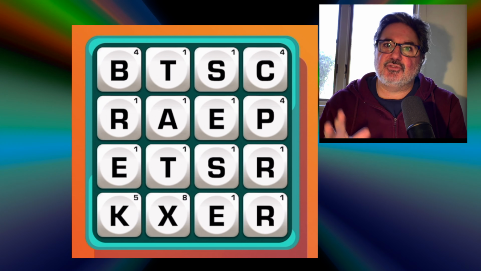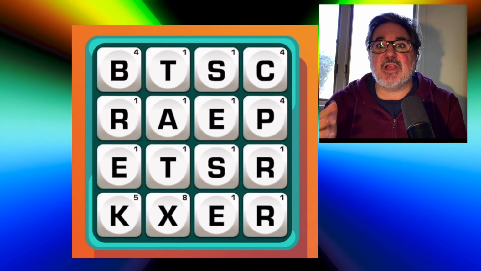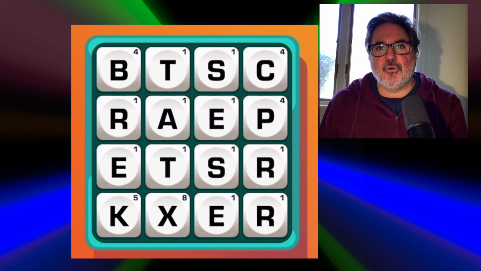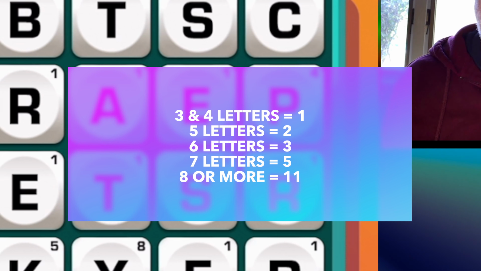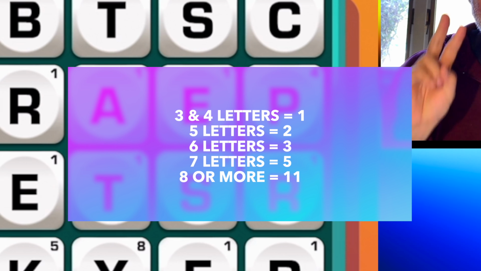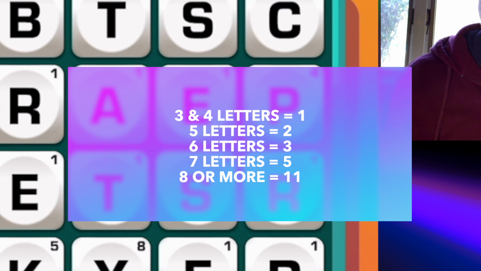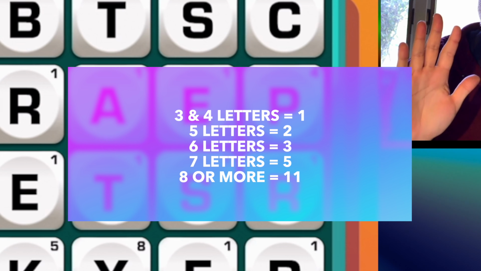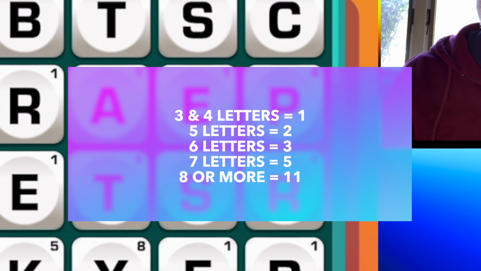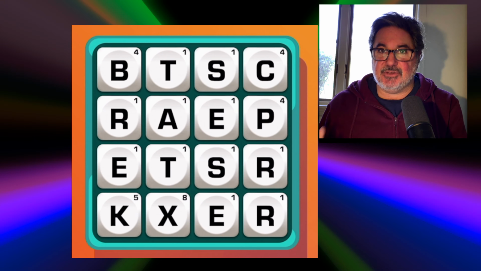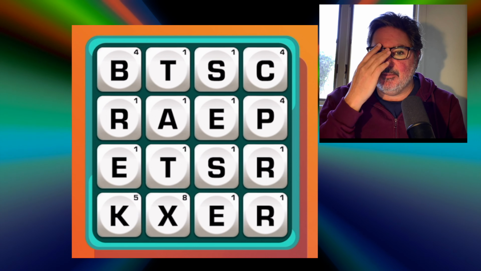So now that you've gotten rid of all the redundant words and you're only working on your own unique words, this is where the number of letters determines how many points each word is worth. And it works like this. 3- and 4-letter words are just worth 1 point. 5-letter words are worth 2 points. 6-letter words are worth 3 points. 7-letter words are worth 5 points. 8 or more are worth 11 points. So to get an 8-letter word is a lot of points, and it's kind of where you want to be.